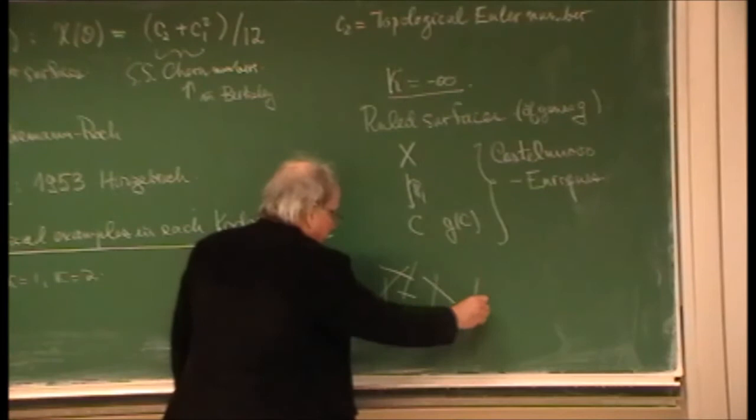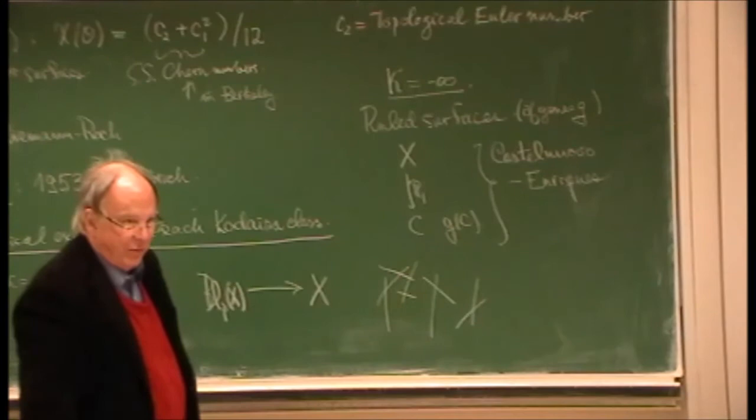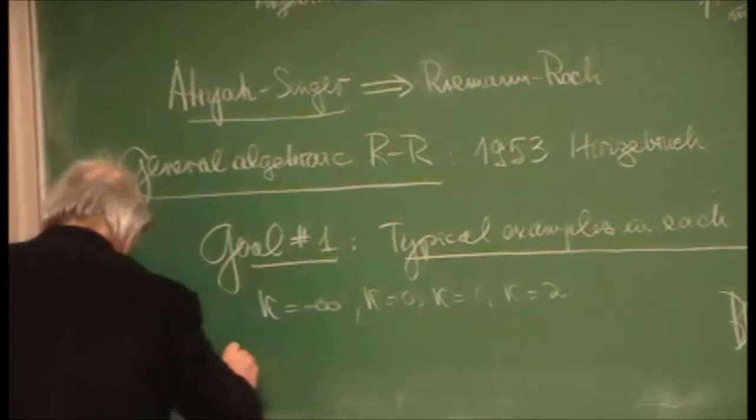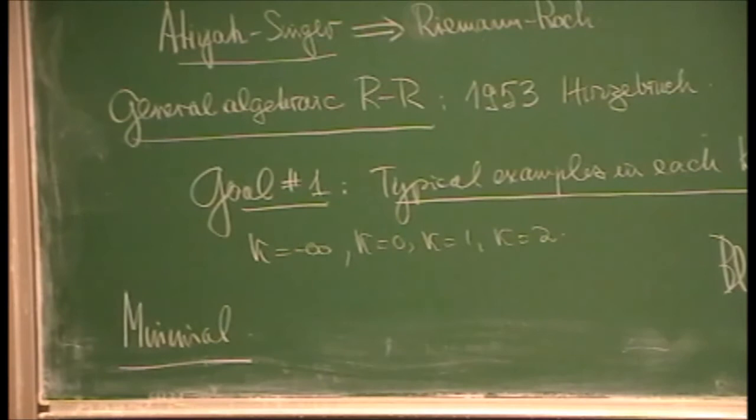And of course, if you allow that kind of stuff, there's not going to be a classification difference. You're just going to keep on blowing up, right? It's just some wild blowing up. So this classification is under the assumption of minimal. And that means you can't blow anything down. You can't blow anything down to get a manifold. You might blow something down to get a singularity, but you can't blow anything down to get a manifold.